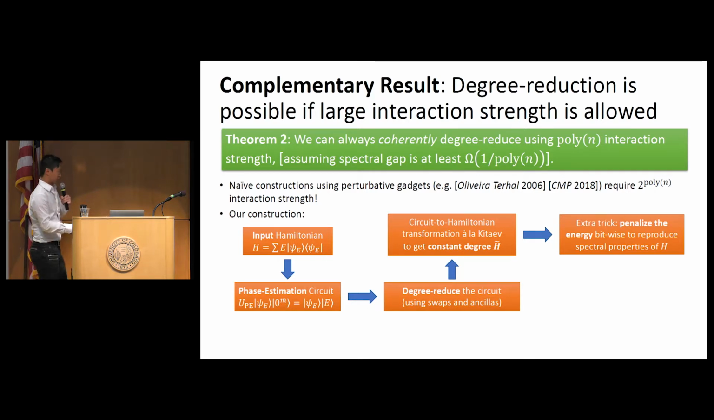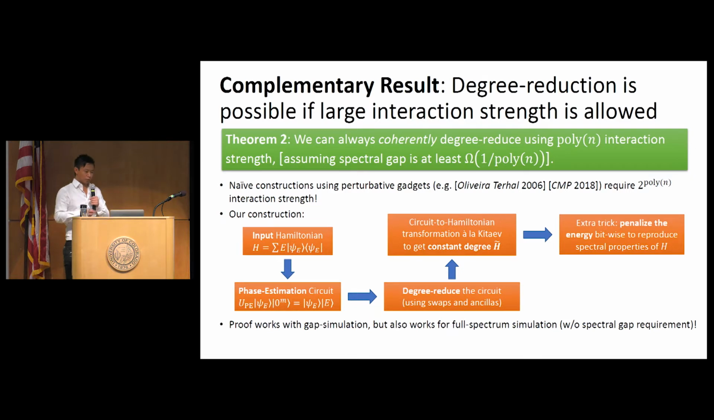binary to some precision. Now, in the context of circuits, degree reduction is pretty trivial because you can simply use swap gates and ancilla to reduce the number of gates that act on every qubit to a constant. So then you can apply the well-known Feynman-Kitaev circuit to Hamiltonian transformation to get a constant degree H tilde. We also applied an extra trick where we penalize the energy bitwise once the energy is written down, so that we reproduce all the eigenvalues of the original Hamiltonian H.